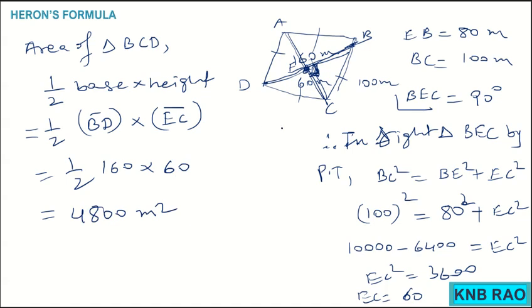So with this I have discussed the applications of Heron's formula in finding the area of quadrilaterals. We will solve some more questions from exercise 12.2 in our next session.